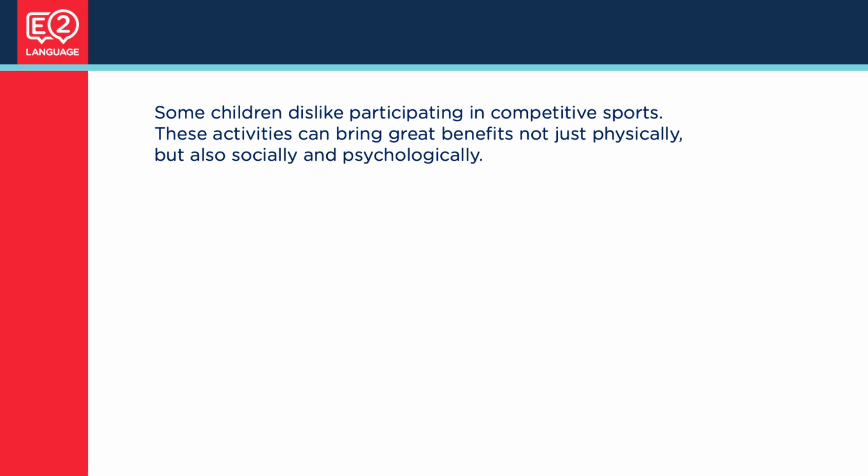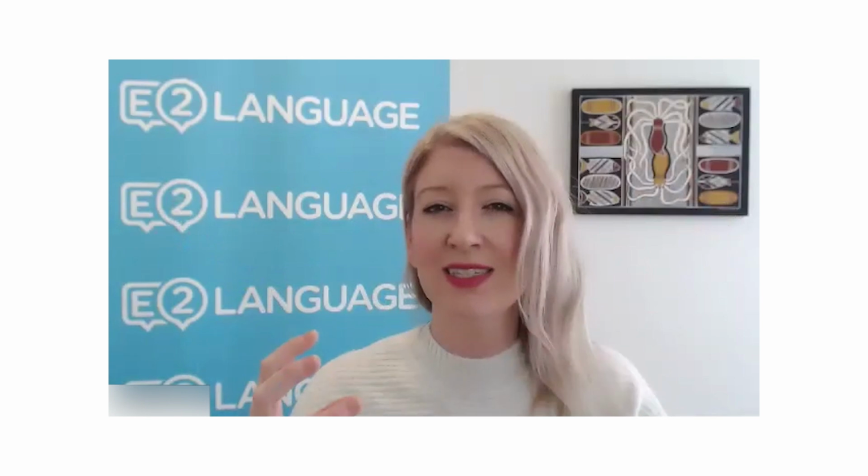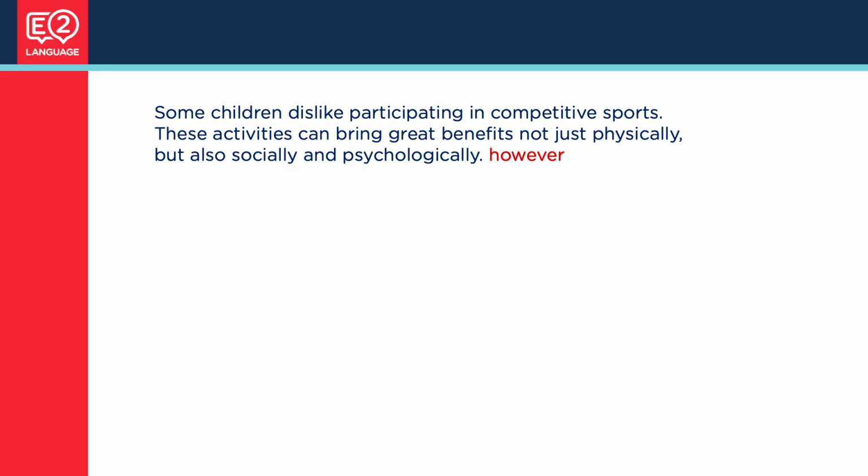Sentence 1, some children dislike participating in competitive sports. Sentence 2, these activities can bring great benefits, not just physically, but also socially and psychologically. So sentence 1, sort of negative, some kids don't like it. Sentence 2, but it's really good for them. Okay, so we're going to join these together with the word however. Can you remember the ways to use however? So the first one is with a semicolon.